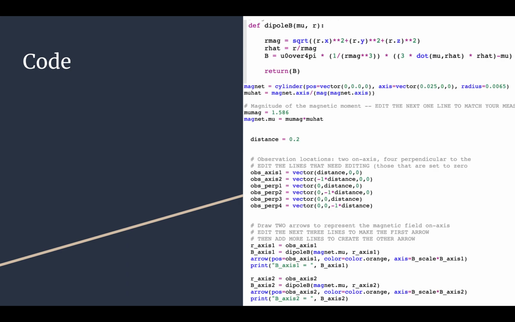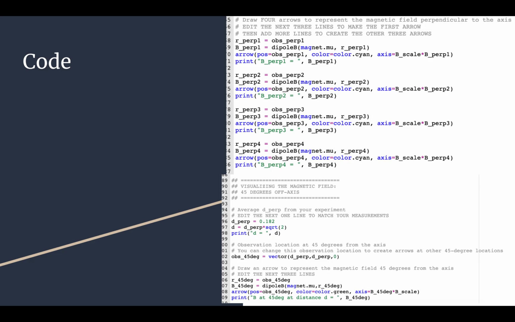For my code, I was to create a program that calculated the dipole by using mu and R. So I created the magnet object and then got the mu of that and plugged that into the equation, and then used different distances and plugged those into the equation later on. So as you can see below, I created all of my different objects to plug into the equation, and then I got my first 2 arrows at the bottom, and here are the rest of my arrows. So these are going to be my perpendicular arrows and then my 45-degree angle arrows.